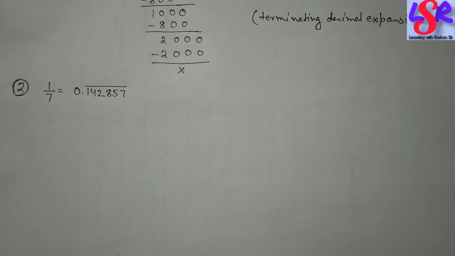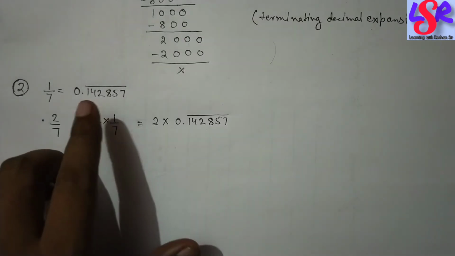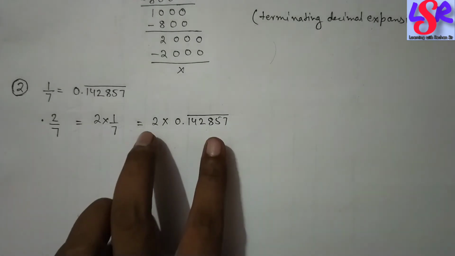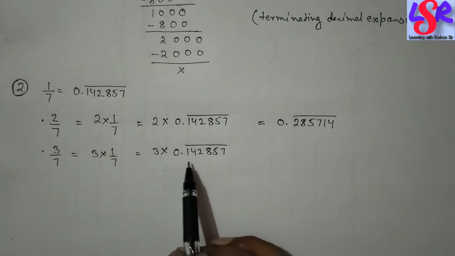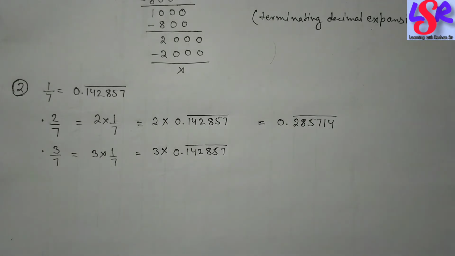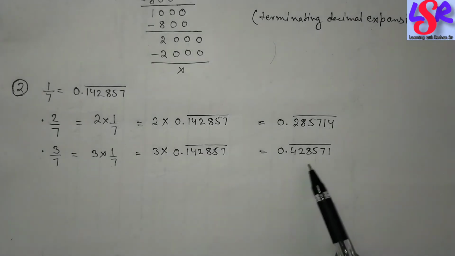is equals to 0.142857, and we have to find value of 2 upon 7. Now 2 upon 7 can be written as 2 into 1 upon 7, and on replacing 1 by 7 by this value we get this one. Now we are going to multiply these two and we get 0.285714, and similarly 3 upon 7 can be calculated by 3 into 1 by 7, that is equals to 3 into 0.142857, and this will be equals to this one as the answer.